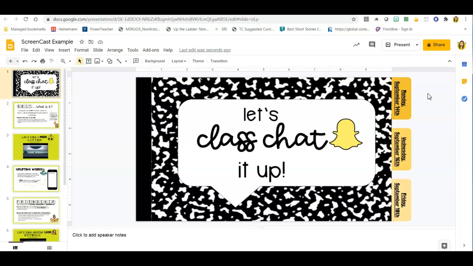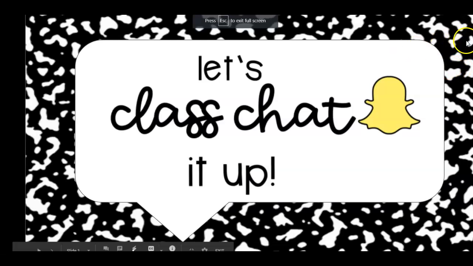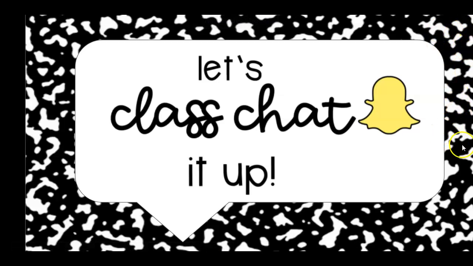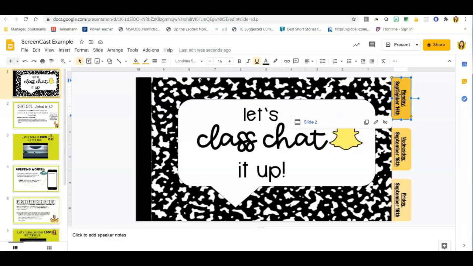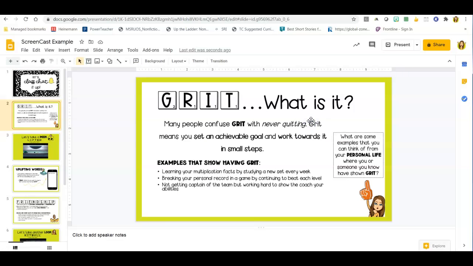Now, the last thing about this is that when it's in present mode, you won't be able to see the tabs because they're outside of the slide, but that's okay because in order for your students to edit this, you'll want them to be in this smaller screen anyway. So when they right click on this, it'll take them right to that slide.